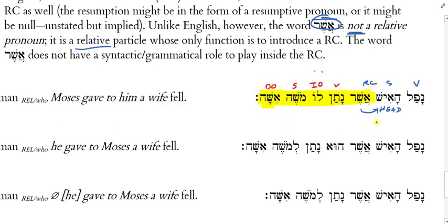Now, Moses gave him a wife. That's the relative clause's sentence structure. Moses gave to him a wife. Who does the 3ms pronoun here refer to? It refers to the head. Exactly. So we would say that this 3ms pronoun is the resumptive pronoun. It resumes the head.